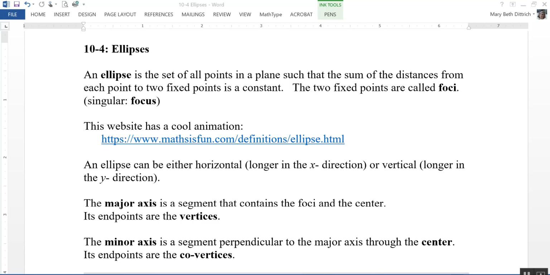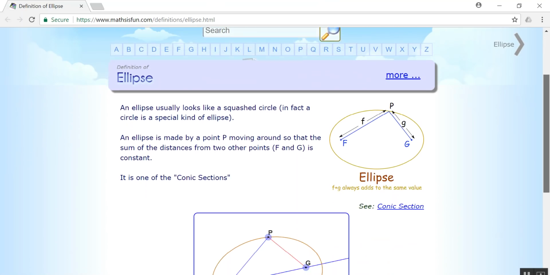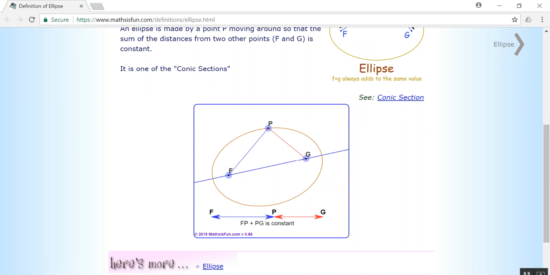And just to show you what this looks like, I found this really cool website that has a little animation of it here. So here's your ellipse, and F and G are your foci, and P is a point on the ellipse. As you move around, the length of PF plus the length of PG stays the same no matter where you are. Or as they say down below, FP plus PG is a constant, and so that traces out an ellipse. Actually kind of cool.